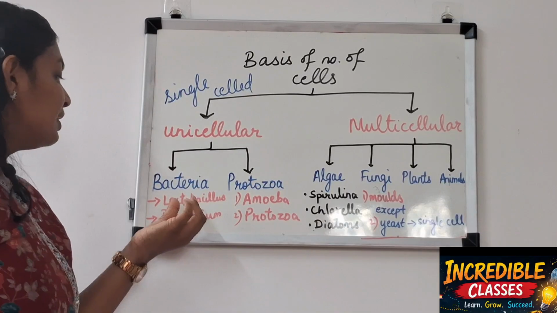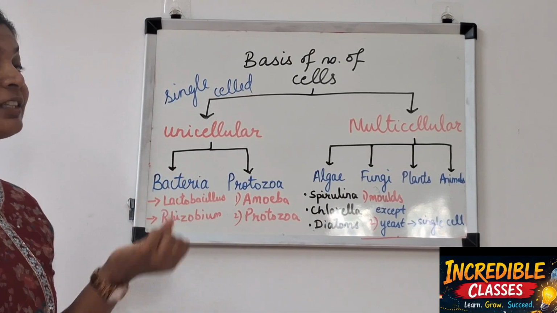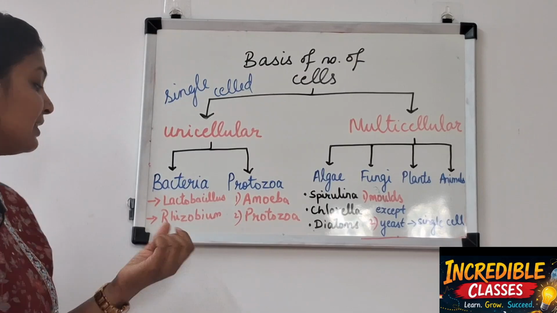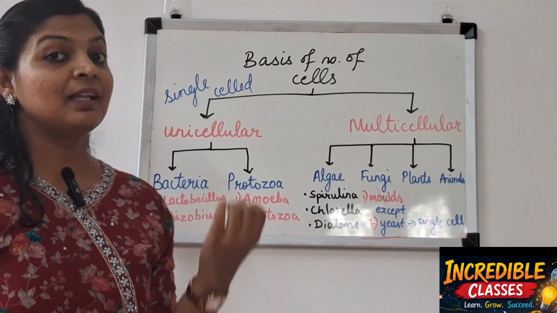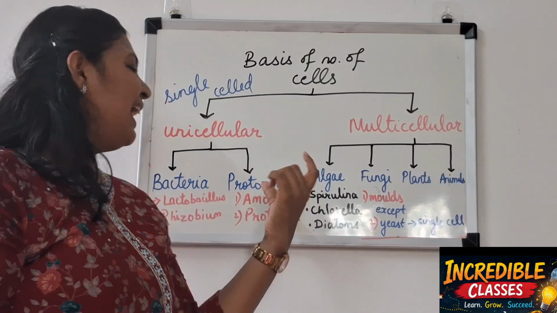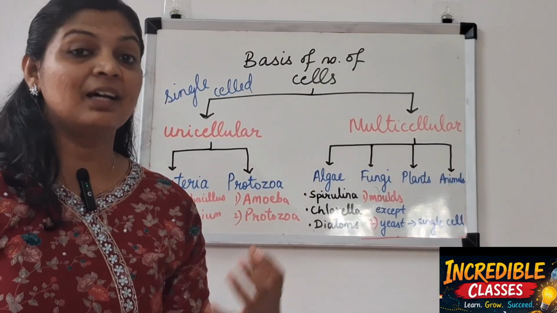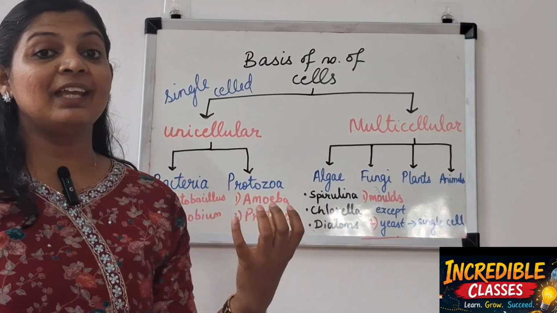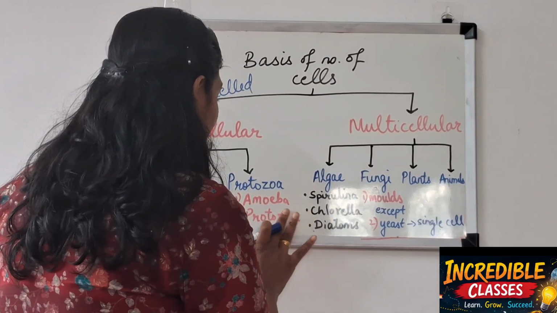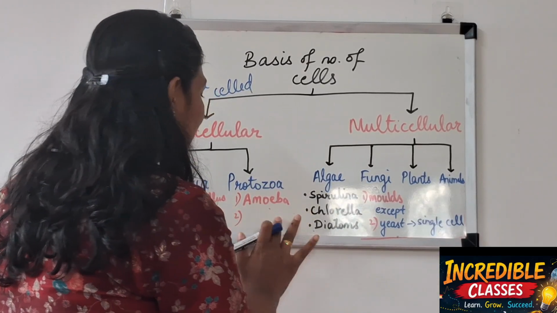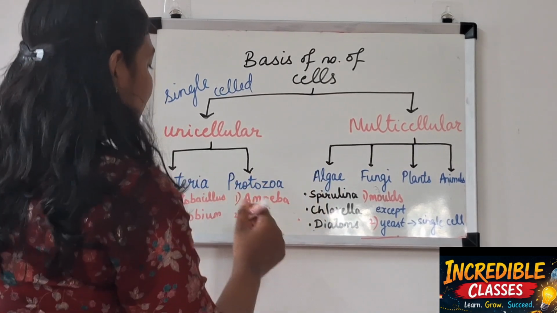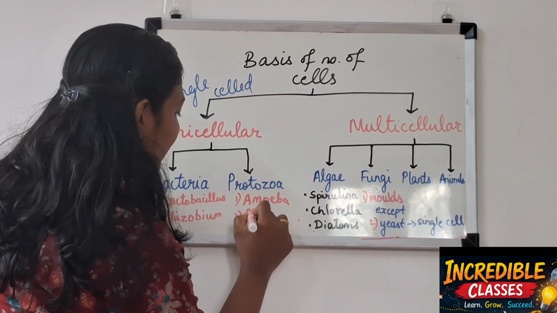So this one is bacteria. We have two bacteria discussed, that is lactobacillus and rhizobium. Clear? And we have some examples of protozoa. They are also single celled. And what are those? Oh, I found a mistake here. This is amoeba and paramecium.